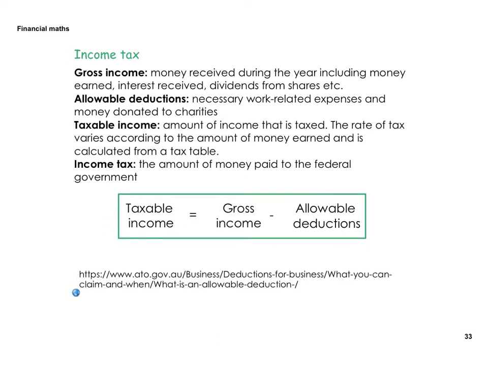All right, taxable income equals your gross income take away your allowable deductions. So things you buy or money to charity that's needed for your job. So write this down. Also, the ATO website, Australian Taxation Office, talks about deductions and what you can claim and things.